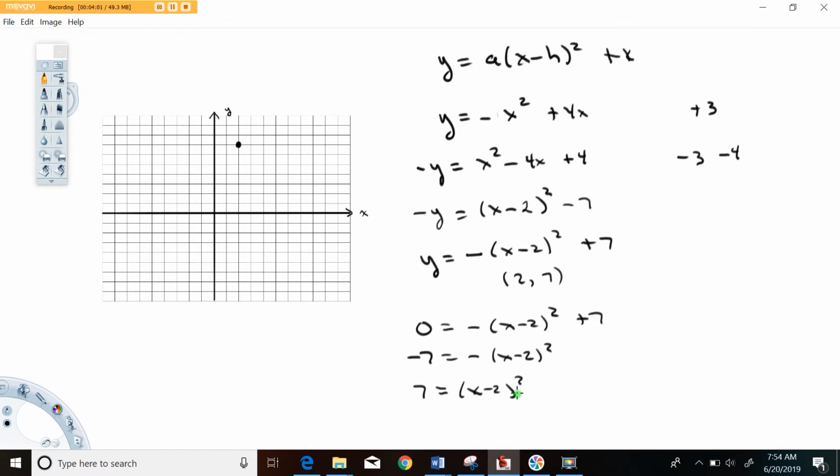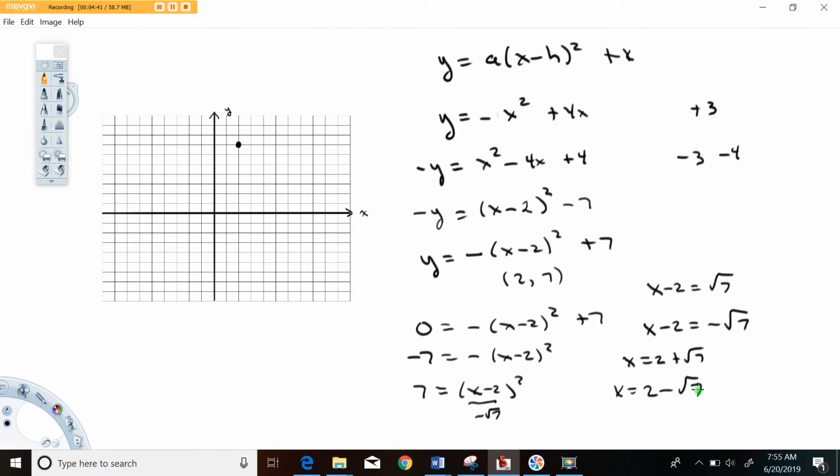Now, when we square root both sides, there are 2 possibilities. Possibility number 1, x minus 2 equals root 7. Right, so if this were equal to square root 7 squared, you'd get 7. The other possibility is that x minus 2 could equal minus root 7, because if this thing here were negative root 7 and you squared it, you would also get 7. Solving the first one for x is going to equal 2 plus root 7. Solving the second one for x is going to equal 2 minus root 7.